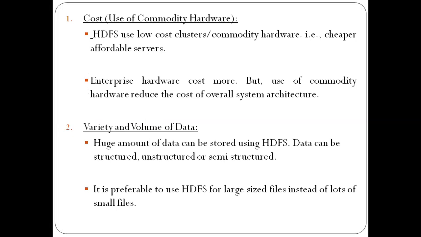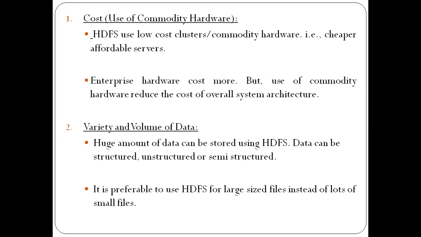If I take the cost, HDFS cost is very less, mainly because of the use of commodity hardware. Commodity hardware means cheaper, affordable servers, that is, a normal computer system. We need not purchase enterprise hardware, which costs more. The use of commodity hardware reduces the overall cost of the HDFS architecture.